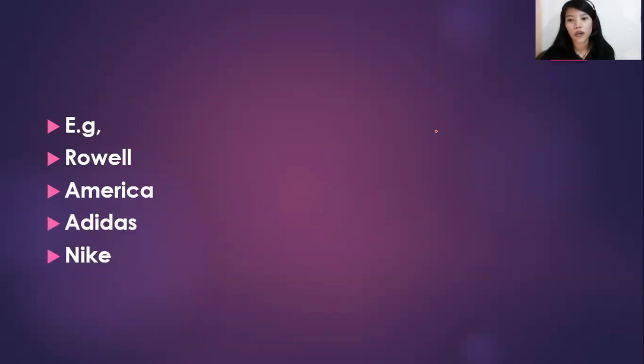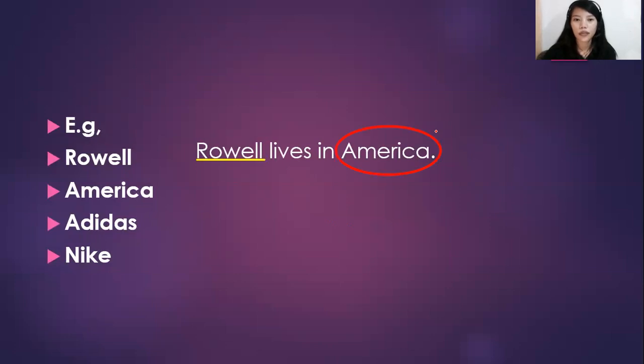Another example of proper noun, we have Roel. Roel is a specific name of a person. America is a specific name of a place. Adidas and Nike are specific names of shoes, or brands of shoes. If we are going to use these in a sentence, we have: Roel lives in America. As you can see here, we have two proper nouns in the sentence, which are Roel and America. The name Roel starts with a capital letter, and also the name America starts with a capital letter.